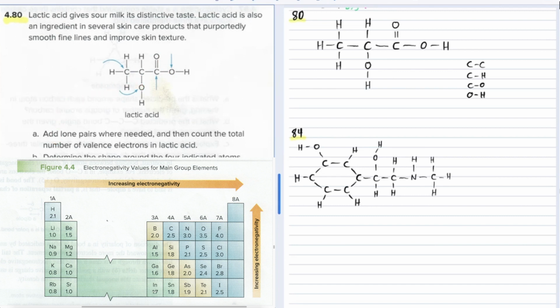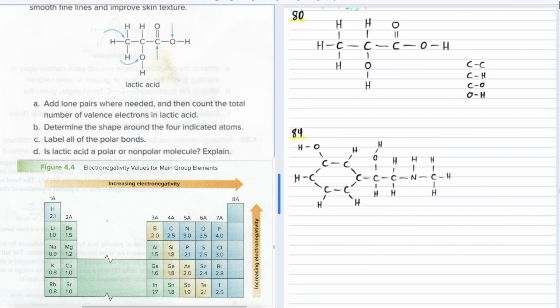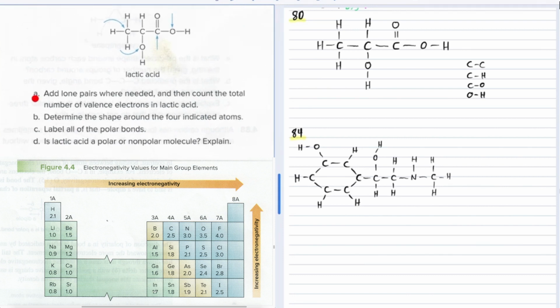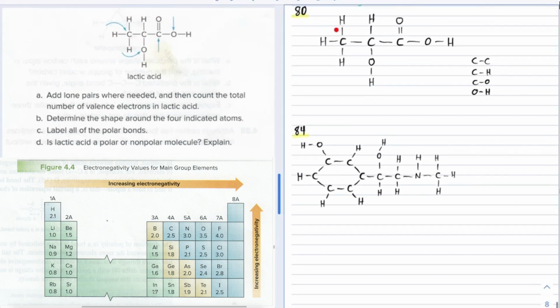So here's what we're supposed to do. With that starting structure, first add lone pairs where needed, and then count the total number of valence electrons in lactic acid. Okay, so add the lone pairs where needed. Now, looking at this, the hydrogens and the carbons are all good, because hydrogens all have one bond, and carbons all have 4 bonds. You can look at any carbon and count all 4 of its bonds. So this one, 1, 2, 3, 4. All of the carbons and hydrogens are good.